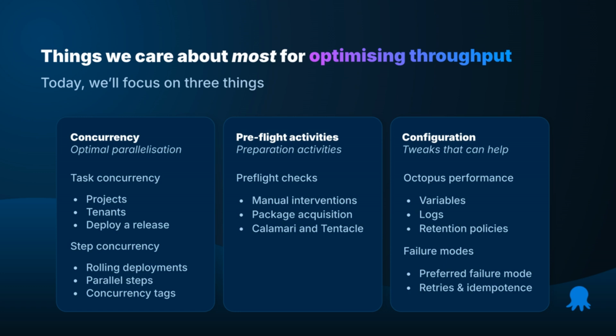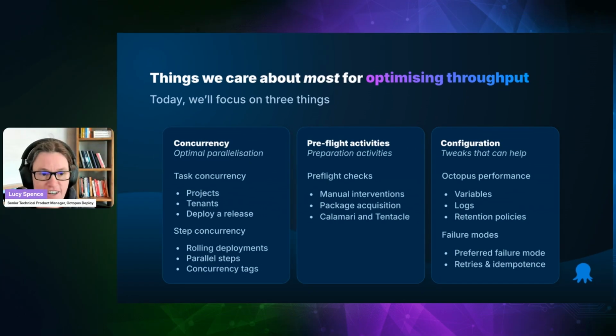We'll then talk about some of those pre-flight checks. This is really how you shorten your deployment duration by doing what you can ahead of where you're actually needing to do the deployment. And then there's configurations, some tweaks that will help you along the way with system performance and various aspects like that. And we can talk about failure mode and just a few quick tips and tricks to help you along the way.